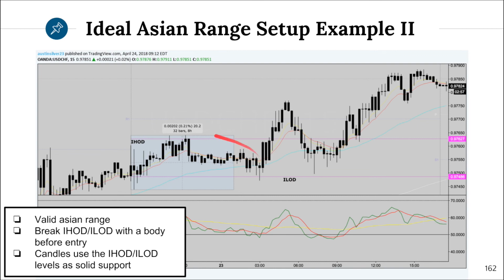Here's another example. We're looking at USD CHF. So here we're looking at a base pair. That means that it can't be more than 50 pips. And as you can see, 20.2 pips for the first 8 hours. That means we're good to go on this Asian range.